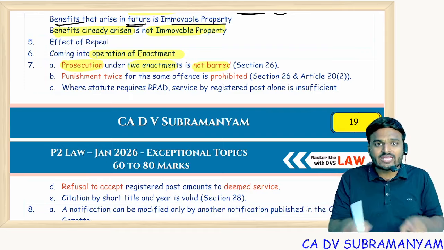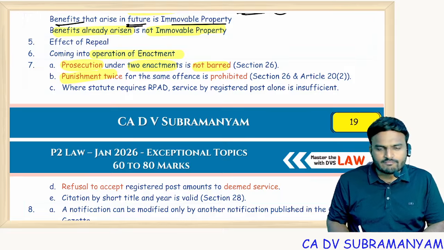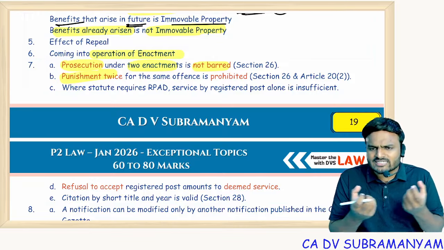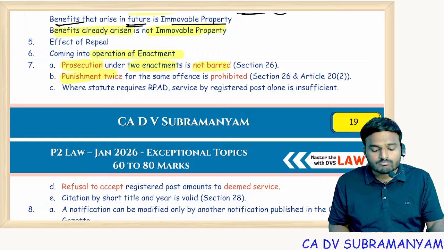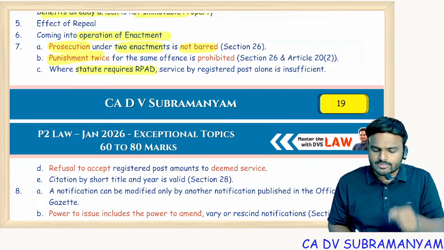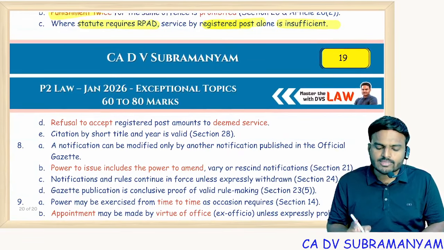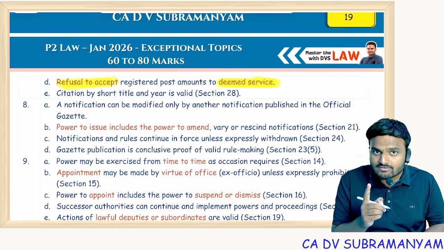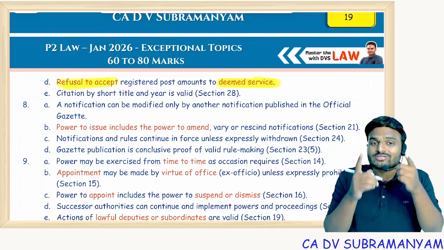Next one, prosecution under 2 enactments is allowed, no debar. Prosecution, that means inquiry, investigation, is allowed under 2 acts, but punishment is not allowed. If offense is covered under 2 acts, same ingredients are there, no unique ingredients, no distinct ingredients, same ingredient. If punishment is covered under 2 acts, punishment wise not allowed, but prosecution under 2 enactments is allowed. Where statute requires registered post acknowledgement due, service by registered post alone is insufficient. So you have to serve document by registered post acknowledgement due. Refusal to accept registered post amounts to deemed service. If you are not accepting registered post document, we assume it was properly served, you received it.